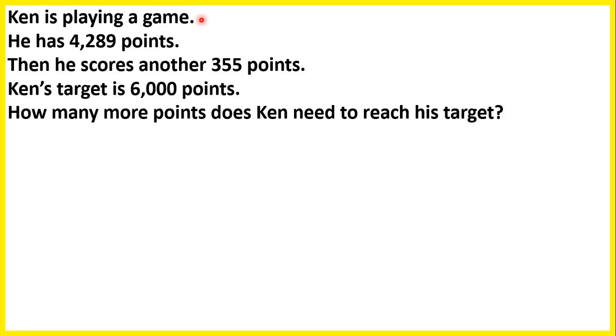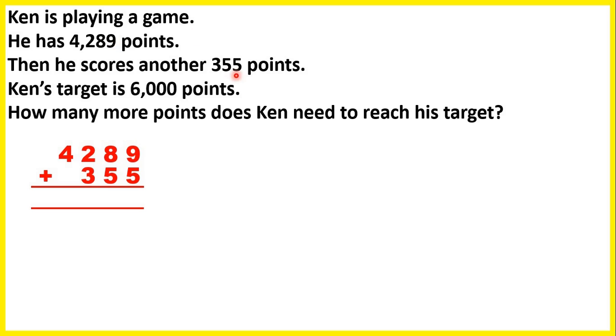Ken is playing a game. He has 4,289 points. Then he scores another 355 points. Ken's target is 6,000 points. How many more points does Ken need to reach his target? So first we can find how many points he has by adding the points that he started with and then the extra points that he scored.